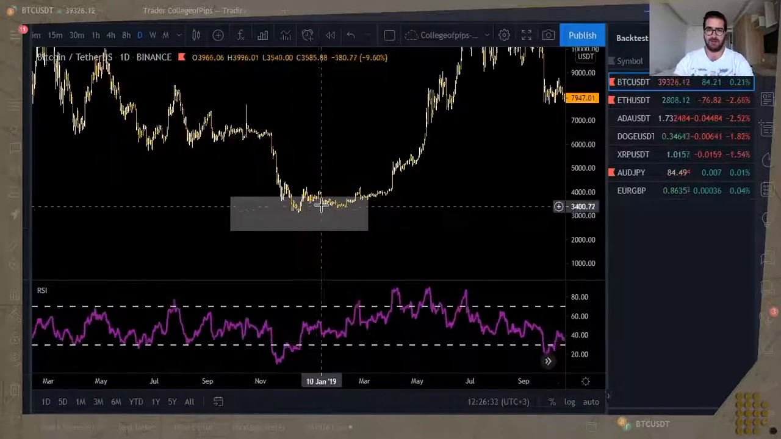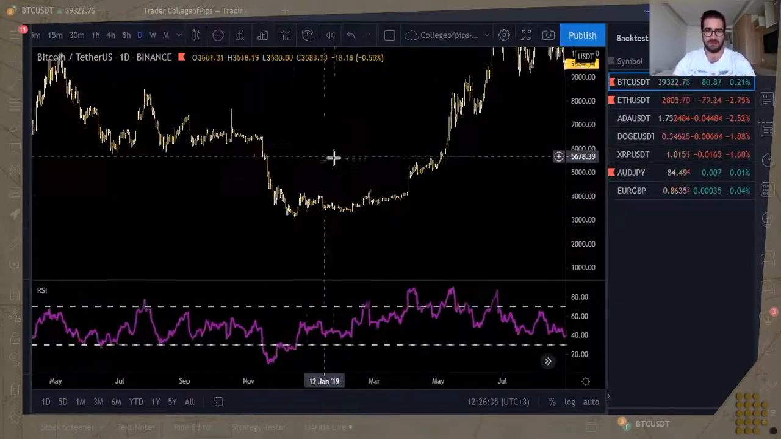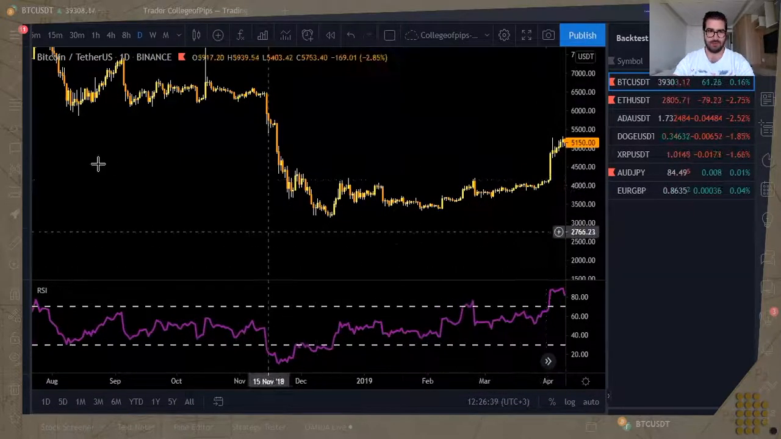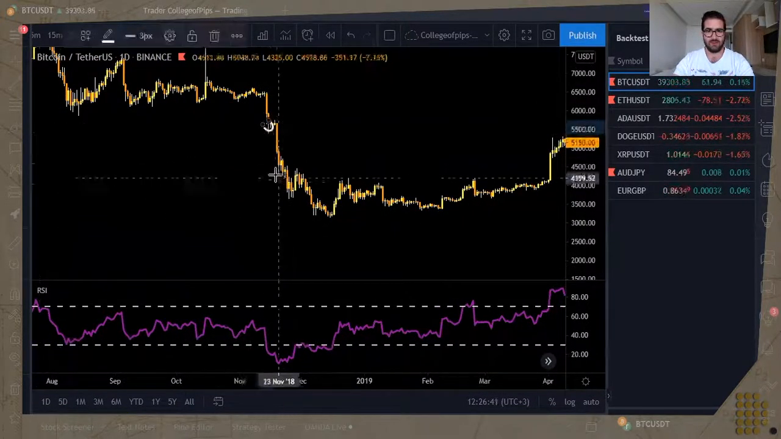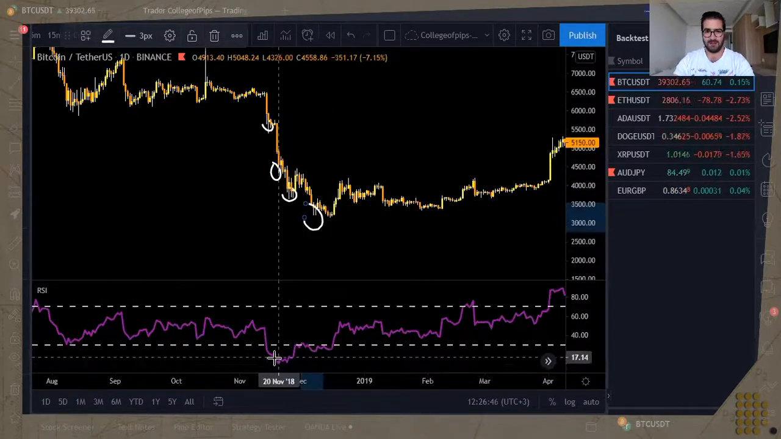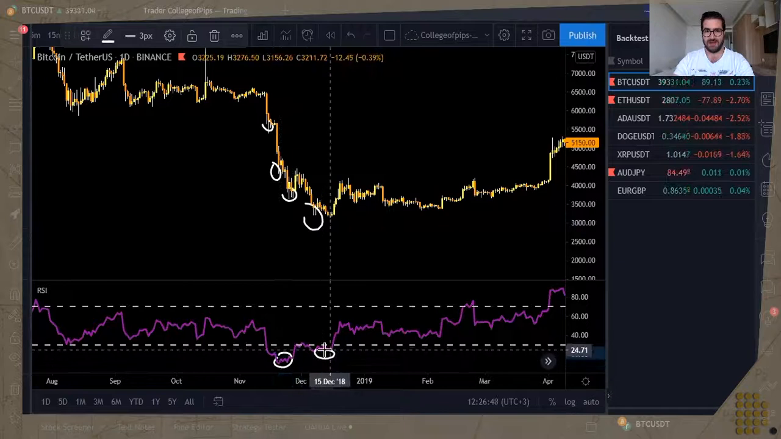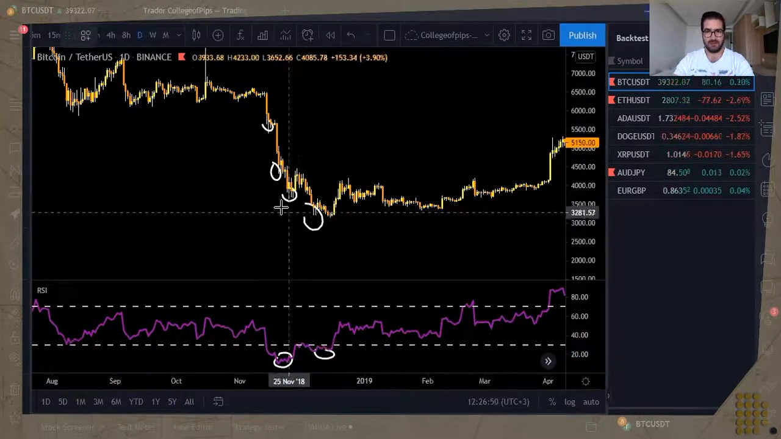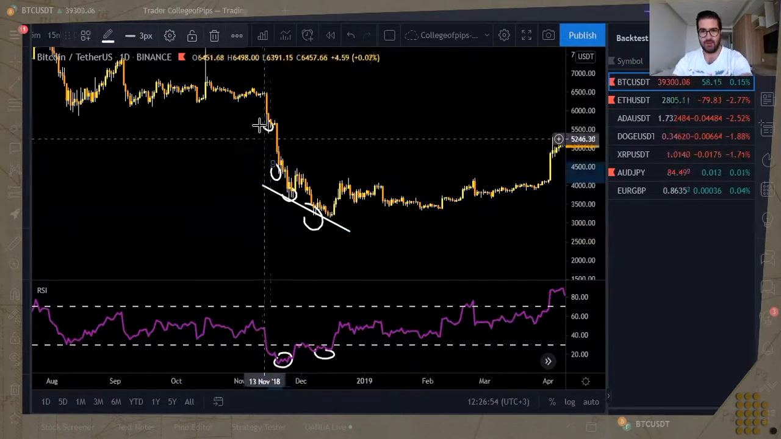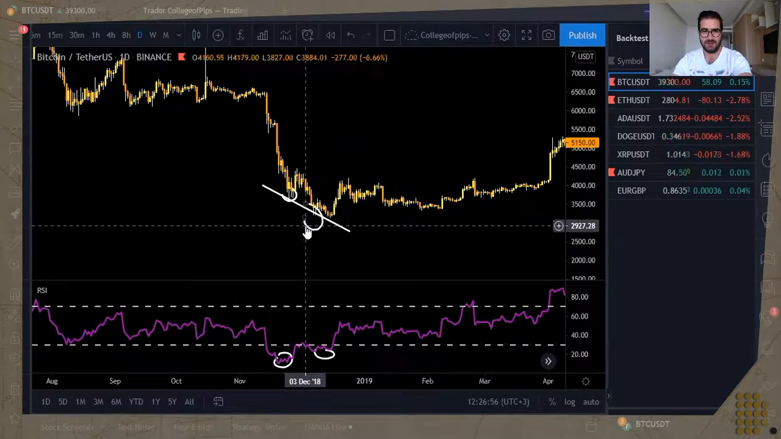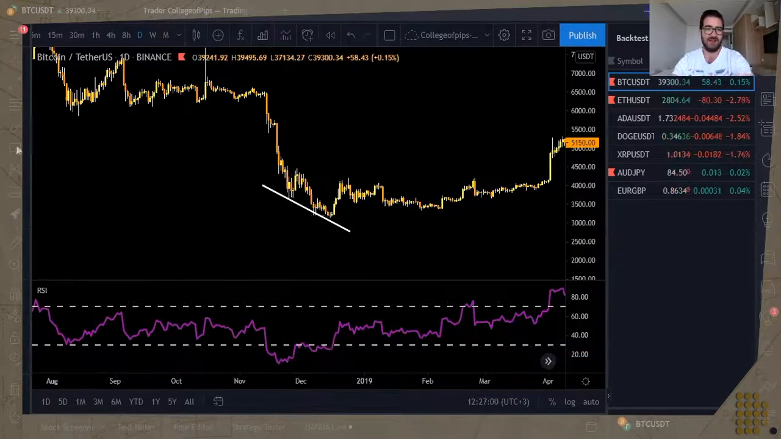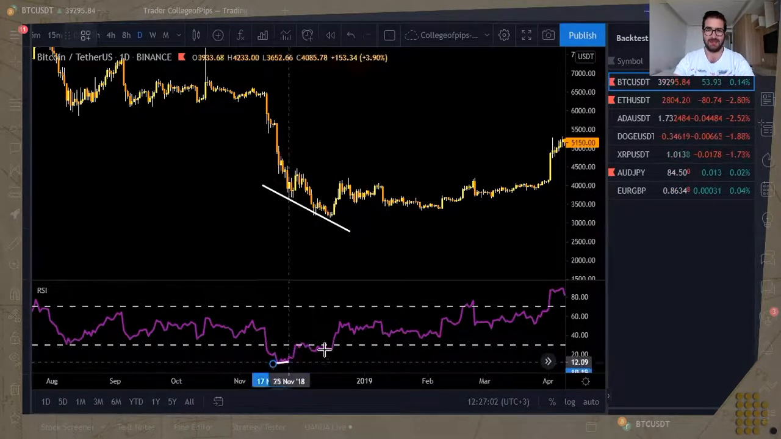If we look here, the market is posting lower lows. We have lower lows, lower lows. However, here the market is showing higher lows. If I take this trend line, I have lower lows on the price of BTC. However, on the values of the RSI, we are seeing higher lows.